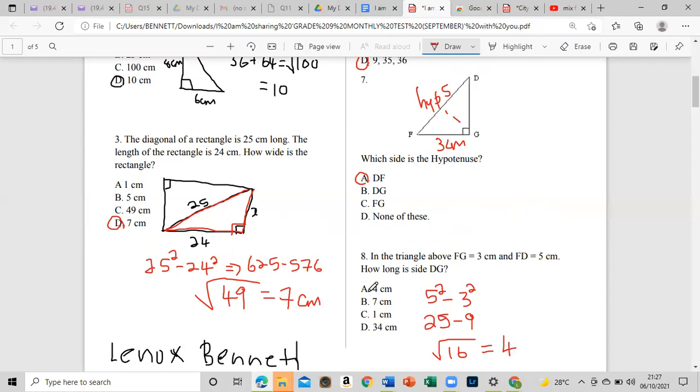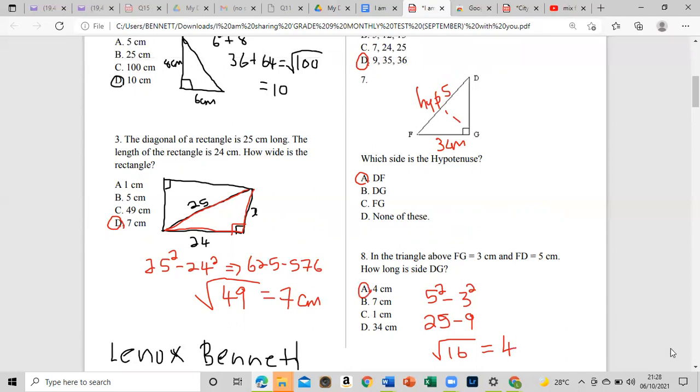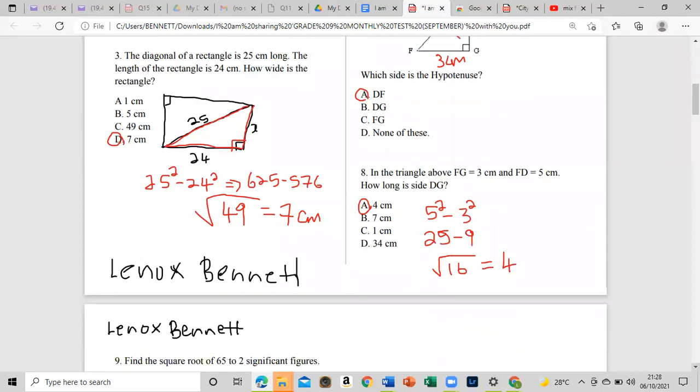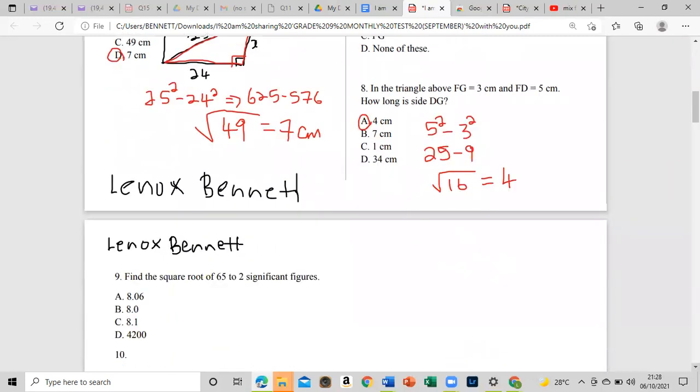I have 6, 8, 10, 5, 12, 13, 25, 24, and 7. And that is just some of them.